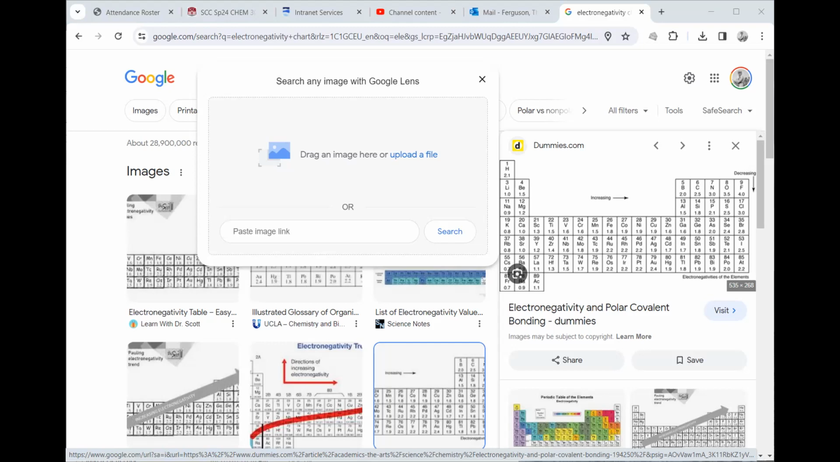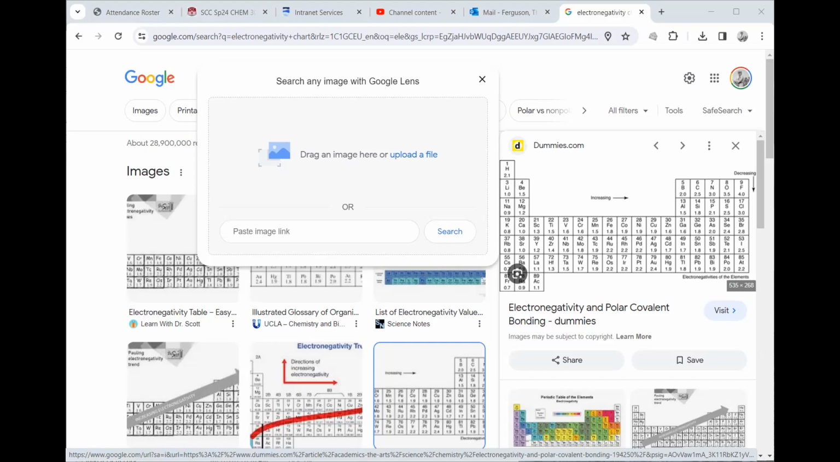So let's look at what the values for OH are. Oxygen is 3.5 and hydrogen is 2.1. So that's way above 0.5, way above 0.5. So the hydroxyl functional group is considered extremely polar.